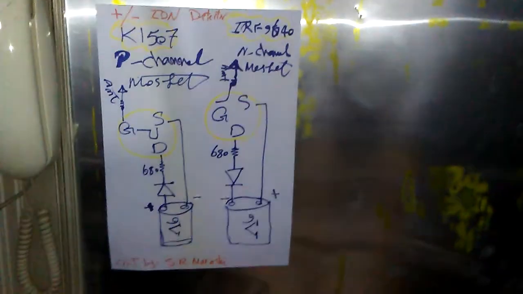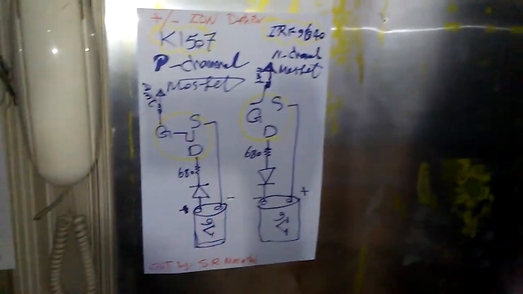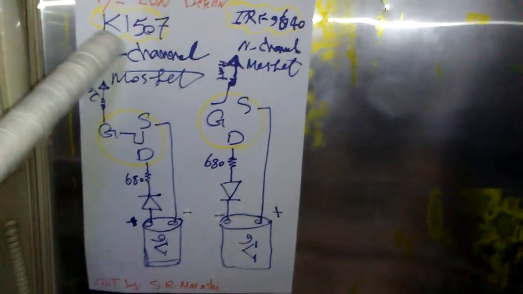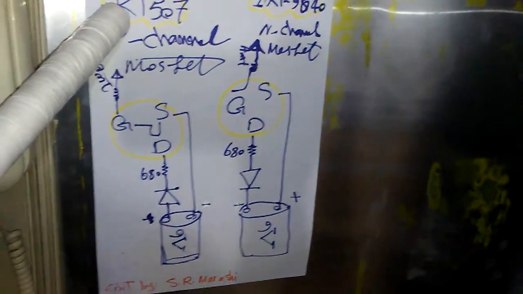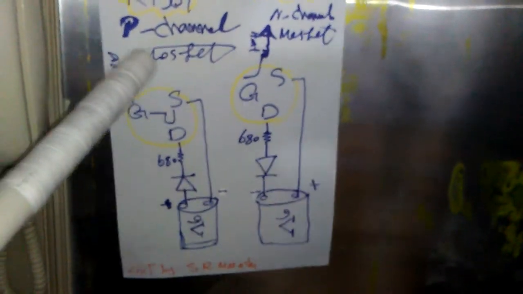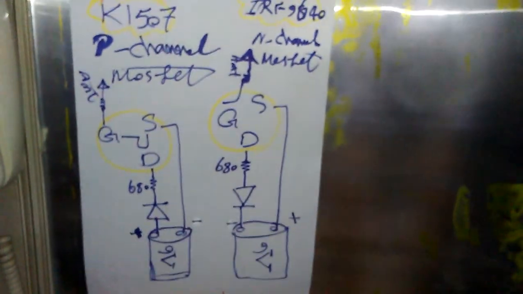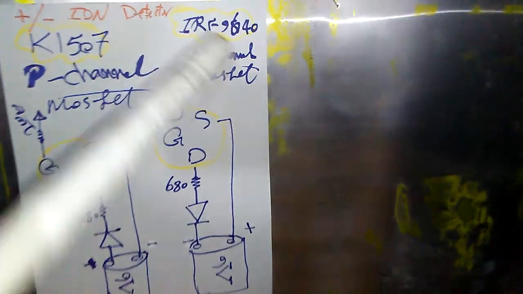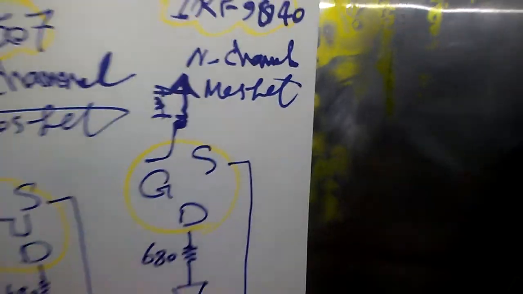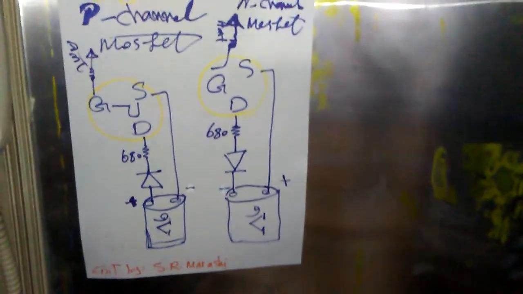Here is the schematic I took from a Google video. The negative ion detector uses a K1507 p-channel MOSFET, like this. And for the positive I use the IRF9640. It is an n-channel MOSFET, not too sensitive.